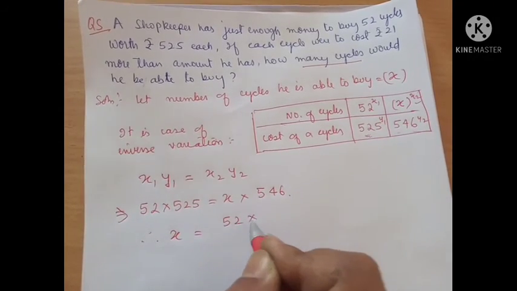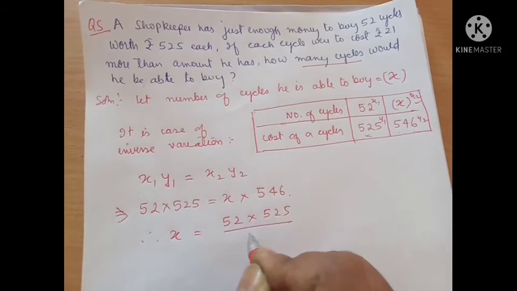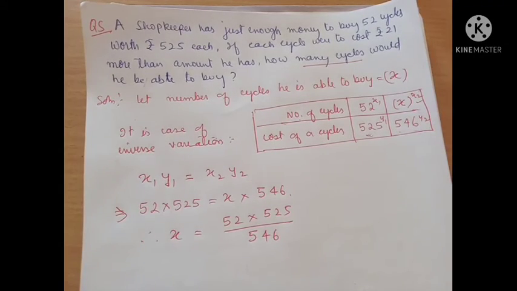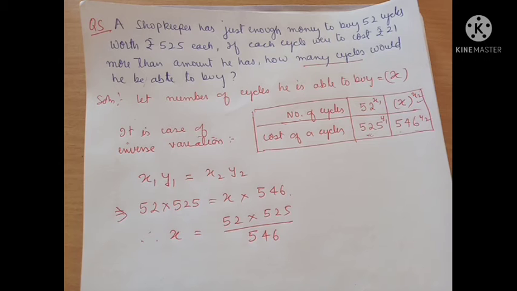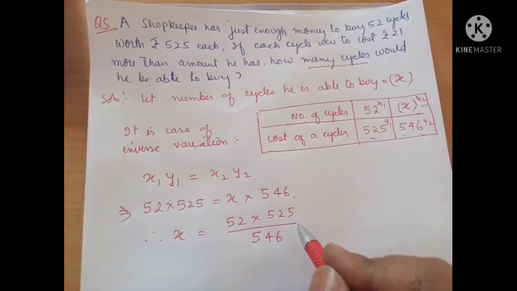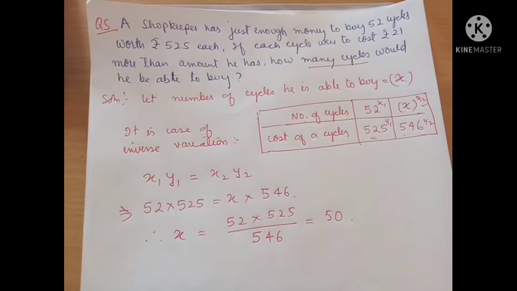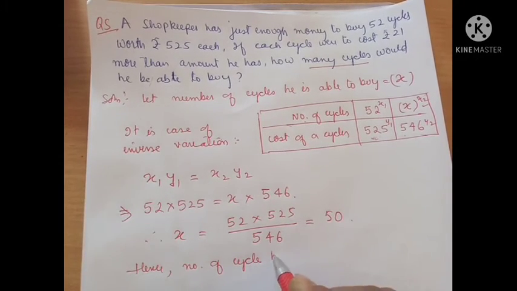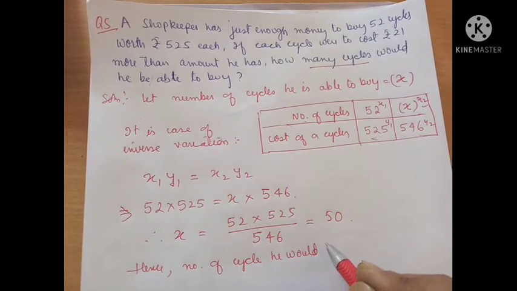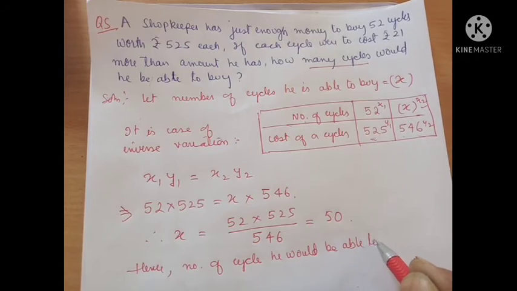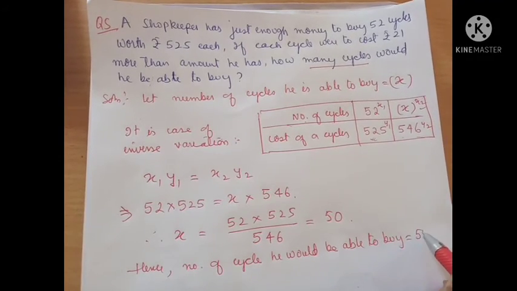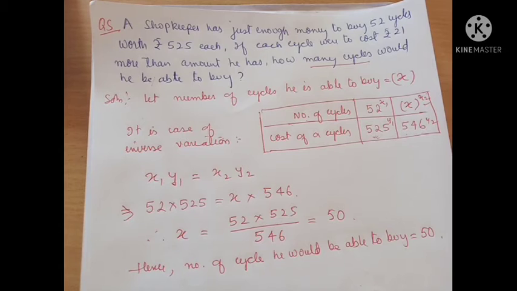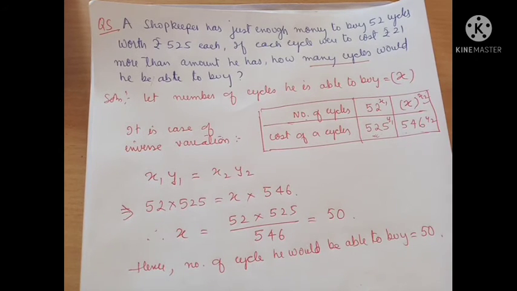Then 52 into 525 divided by 546 is the value of x, that is the number of bicycles for 546. Now let's see. When we divide this all, you will get 50 bicycles. So hence the number of bicycles he would be able to buy is 50. Okay.